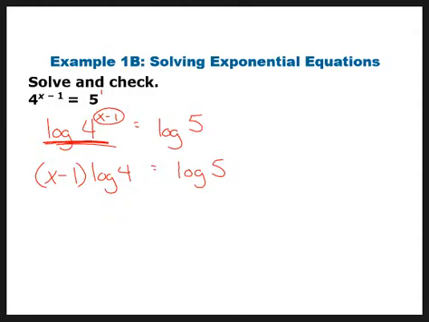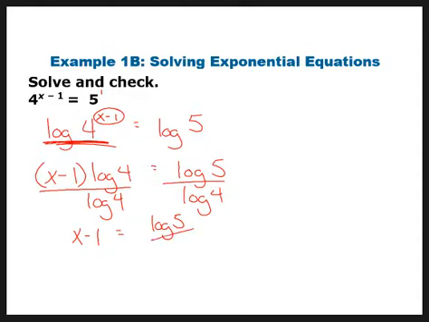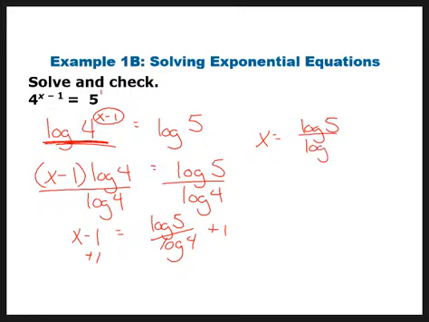Okay, so what I'm going to do here is get the x by itself, so I'm going to divide this side by log of 4, because just remember, log of 4 is really just a number. Okay, so that's going to leave me with x minus 1 equals log of 5 over log of 4, and then my last step would be I have to add the 1. Okay, so x is going to equal log of 5 divided by log of 4, and then I'm going to add 1 to it. Okay, now that right there is your technical answer.